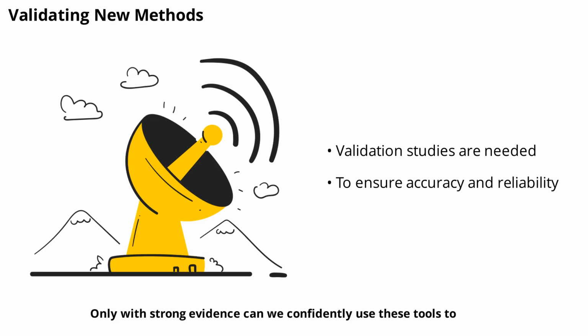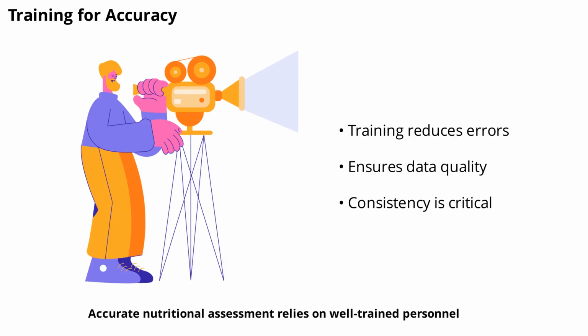These studies compare new techniques with established methods to ensure accuracy and reliability. Only with strong evidence can we confidently use these tools to identify individuals and groups at risk for metabolic and degenerative diseases. Accurate nutritional assessment relies on well-trained personnel. Whether measuring height, weight, or using advanced tools like BIA, proper technique minimizes errors and ensures data quality.